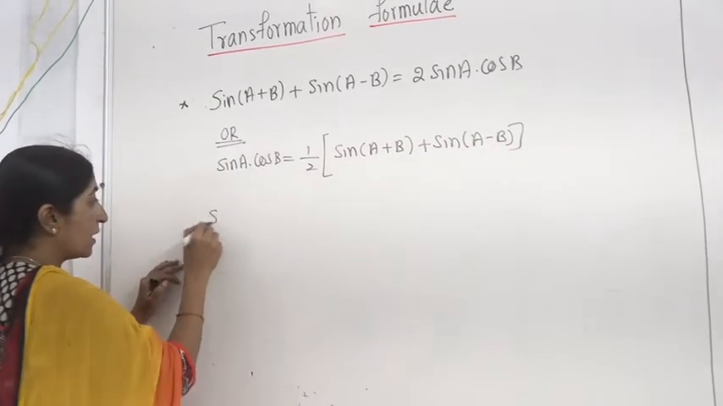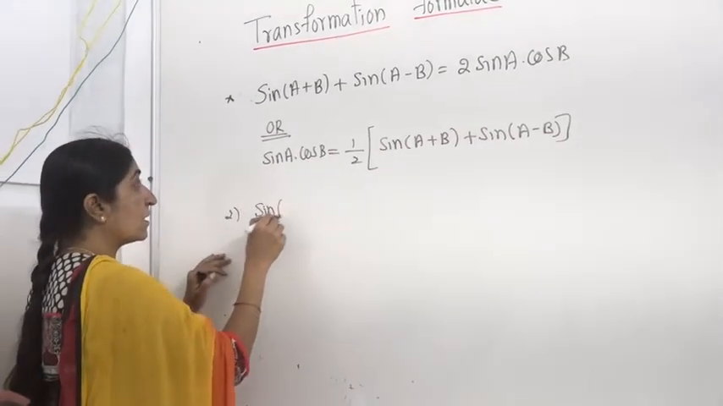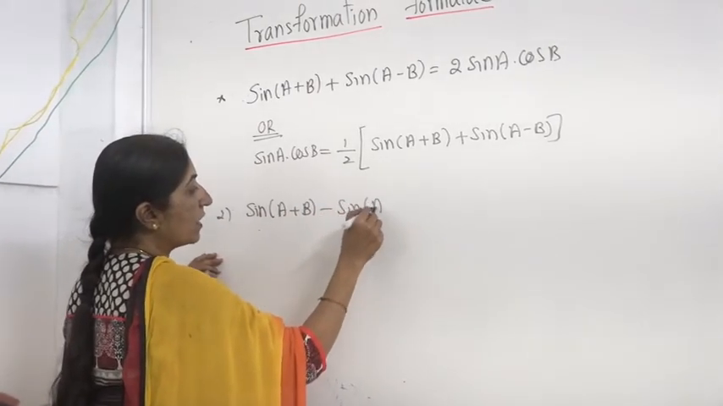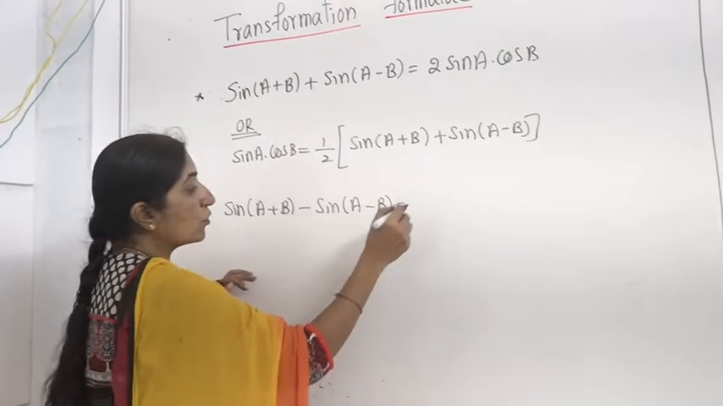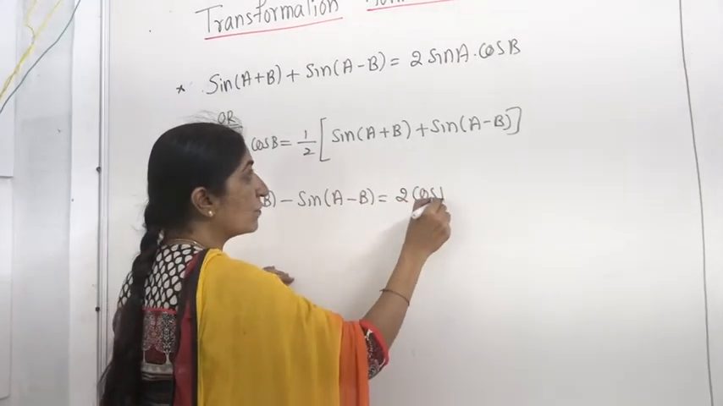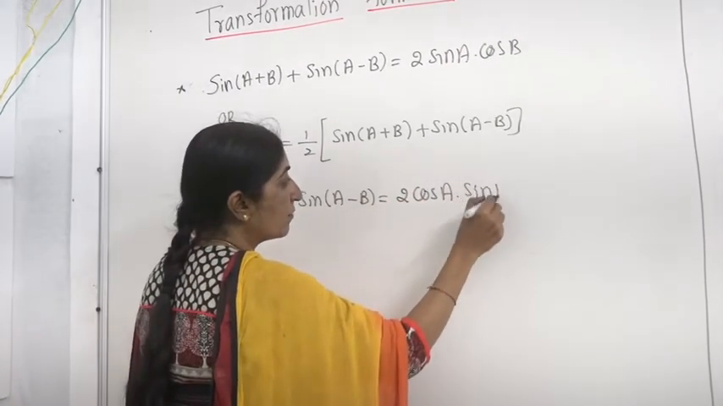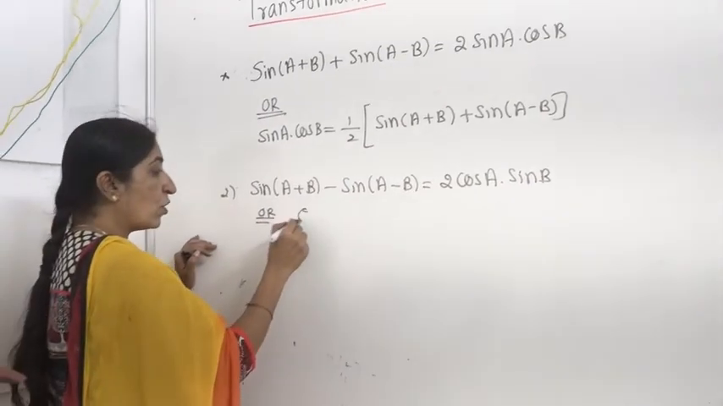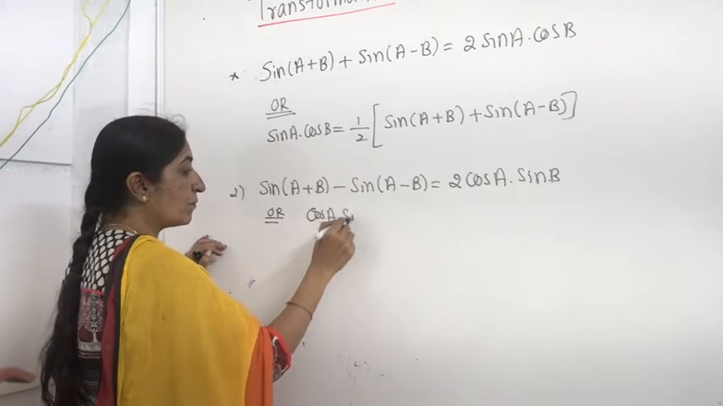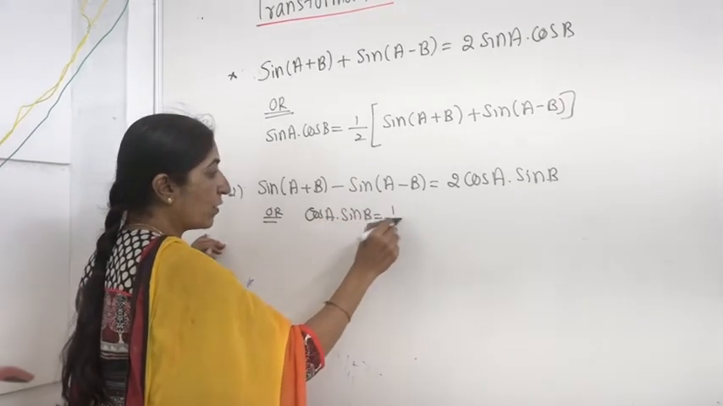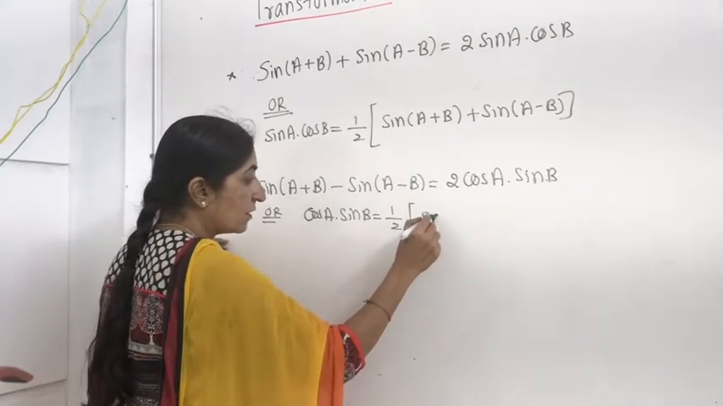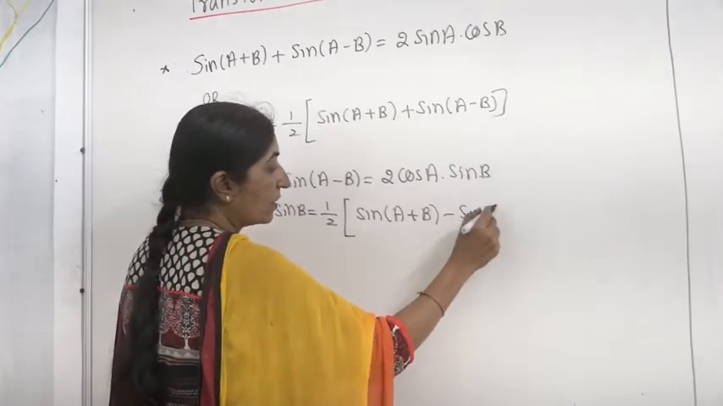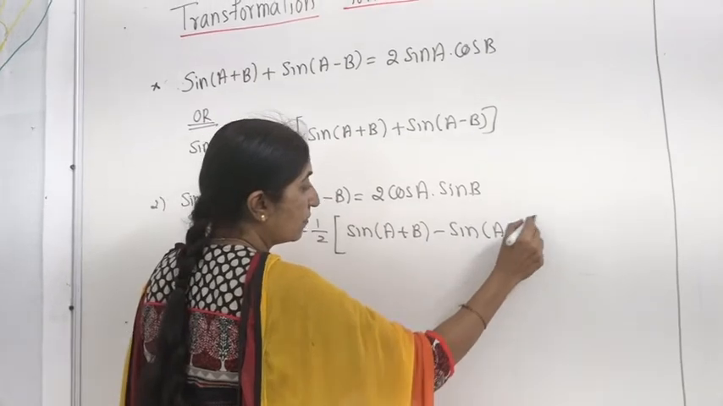Next, second one, sin a plus b minus sin a minus b, that is 2 into cos a into sin b. Take 2 on that side. It will be written as cos a into sin b is equal to 1 by 2 in the bracket sin a plus b minus sin a minus b.